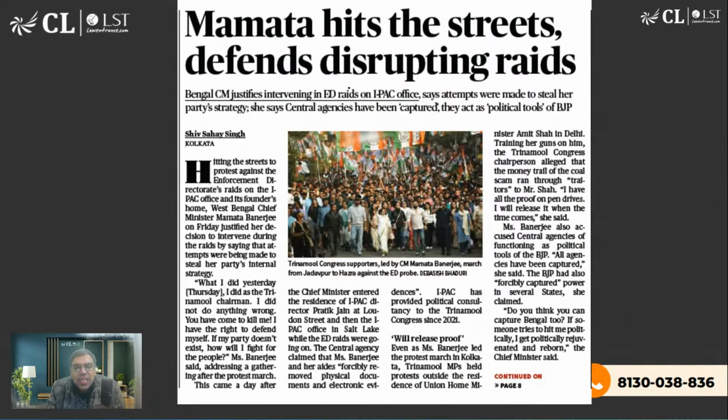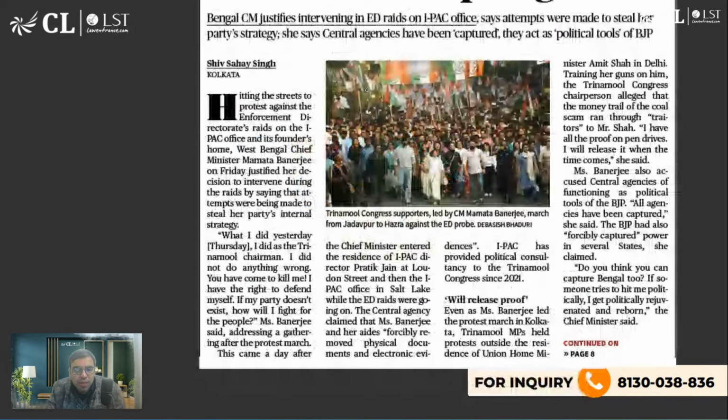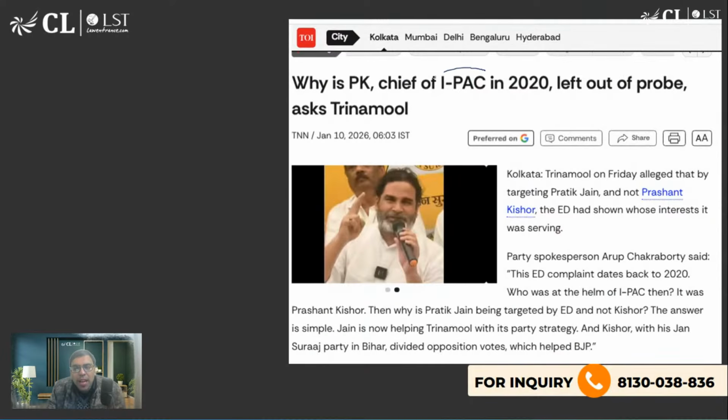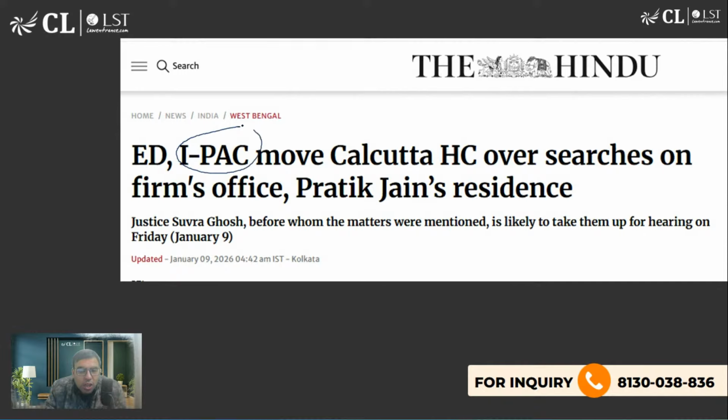Recently we have seen the ED, that is the Enforcement Directorate, an agency which is supposed to fight money laundering, raid an IPAC office. What is IPAC? I'm sure you must be aware of it. The famous personality associated with IPAC is Mr. Prashant Kishor. I'm sure you must have heard his name. He's considered a political strategist according to different newspapers. The same organization was raided in Calcutta, and the raid happened at the office of Pratik Jain, an office bearer of IPAC, as well.